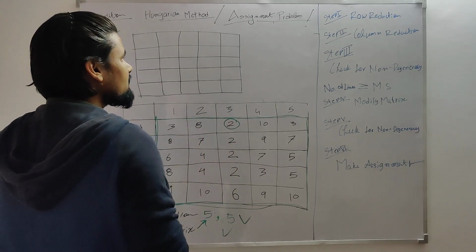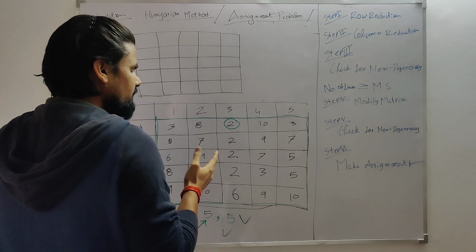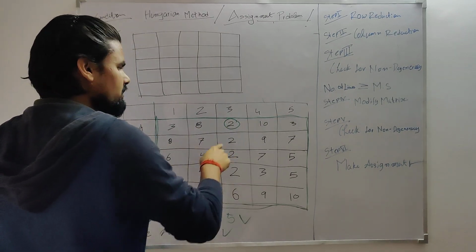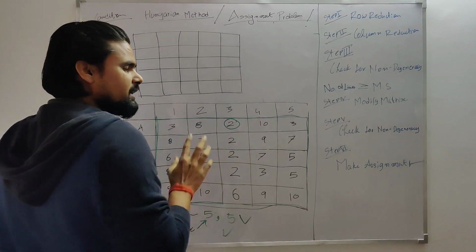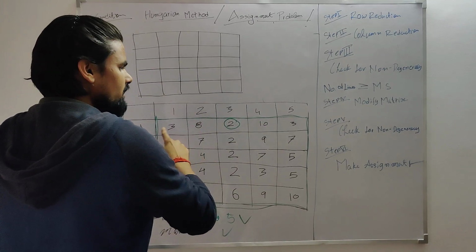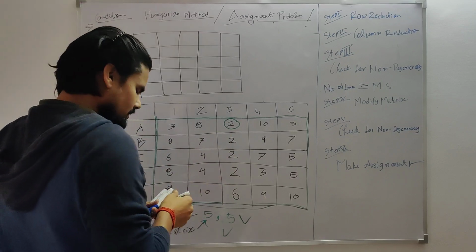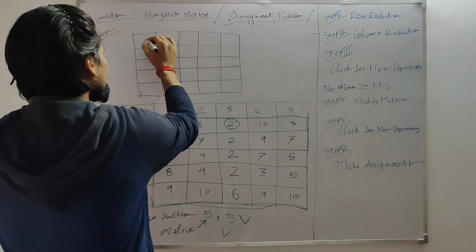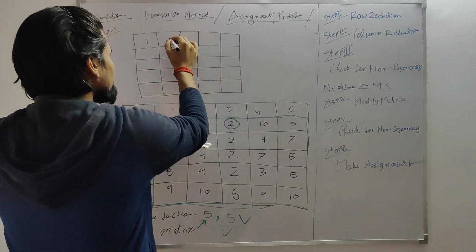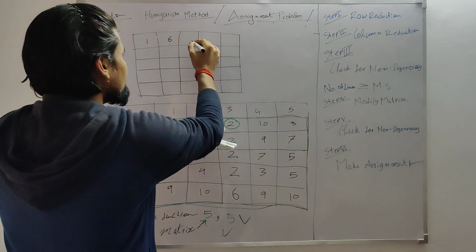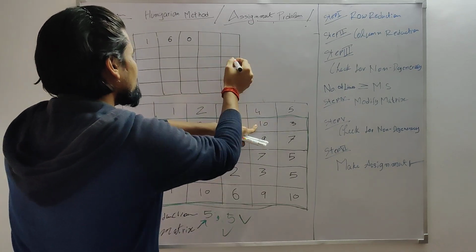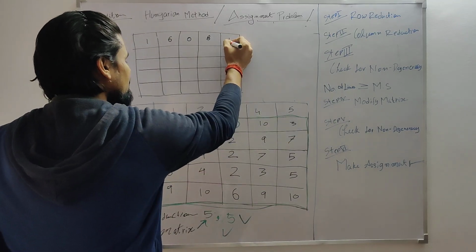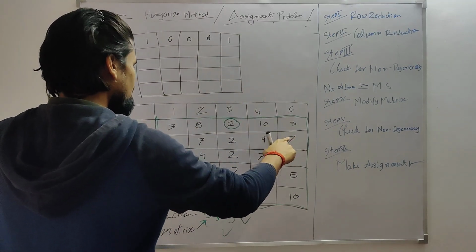In this assignment problem using the Hungarian method, what we try to achieve is the maximum number of zeros in rows or columns. We have to have at least one 0 in each row and column. So for this I will be subtracting: 3 minus 2 is 1, 8 minus 2 is 6, 2 minus 2 is 0, 10 minus 2 is 8, then 3 minus 2 is 1. Similarly for the other rows.